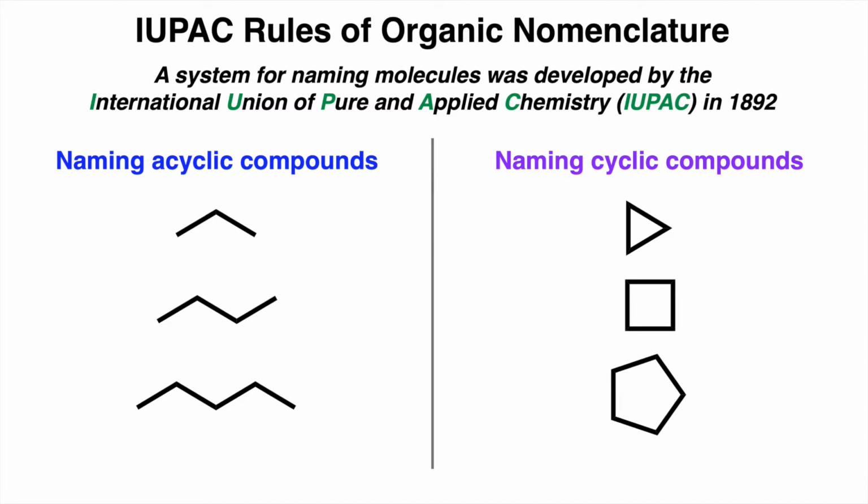A system for naming molecules was developed by the International Union of Pure and Applied Chemistry, which stands for IUPAC, in 1892, and it's a systematic set of rules to name both acyclic and cyclic compounds, but for this video we will only focus on naming acyclic compounds.